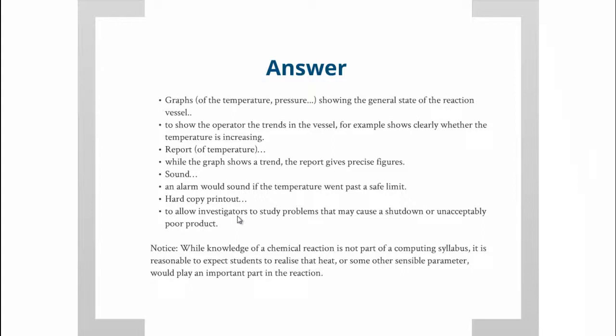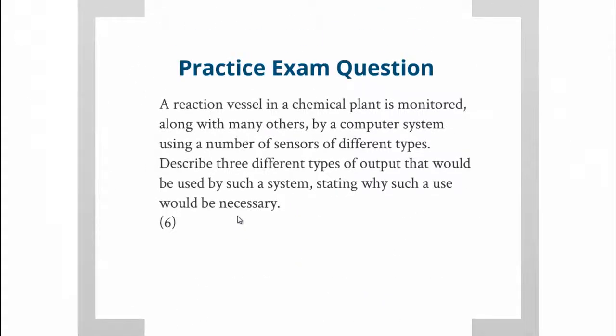Notice the bottom. Knowledge of chemical reaction is not part of the computer syllabus. We know this, but it's expected that you will realise that heat or something else plays an important part in the reaction. So if we look back at it again, a chemical plant is monitored along with others by a computer system using a number of sensors of different types, 3 types of output. So in a chemical plant, the heat is important. So we need to think of that. Any other sort of plant industrial situation, heat is probably going to be an important one.